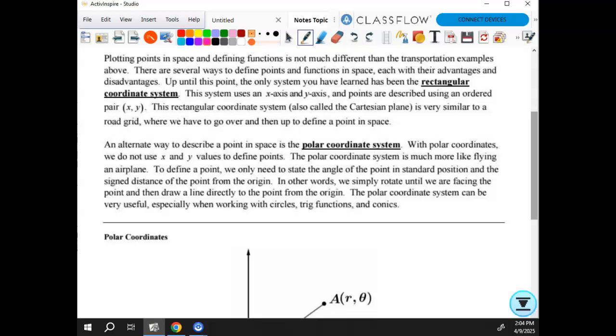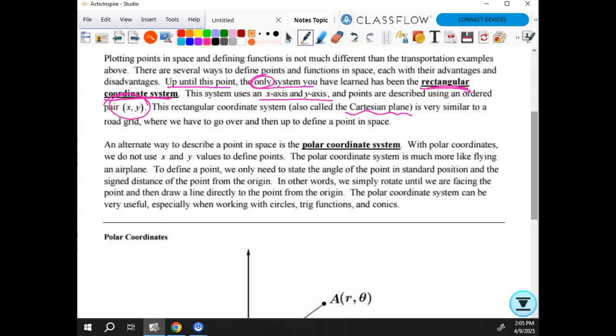Okay, so up until this point, the only system you have learned has been the rectangular coordinate system, right? That's what you've been using to plot points forever. It uses an X and Y axis, or independent and dependent, and you have a point with an ordered pair of X, Y, or whatever the variables are for that. It can also be called the Cartesian plane or the Cartesian coordinate system. Again, they have different names, but it's similar to a road grid.